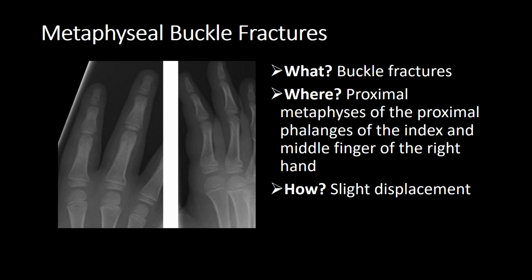So what is it? It's buckle fractures. Where is it? It's the proximal metaphysis of the proximal phalanges of the index and middle fingers of the right hand, and how? It's slightly displaced.